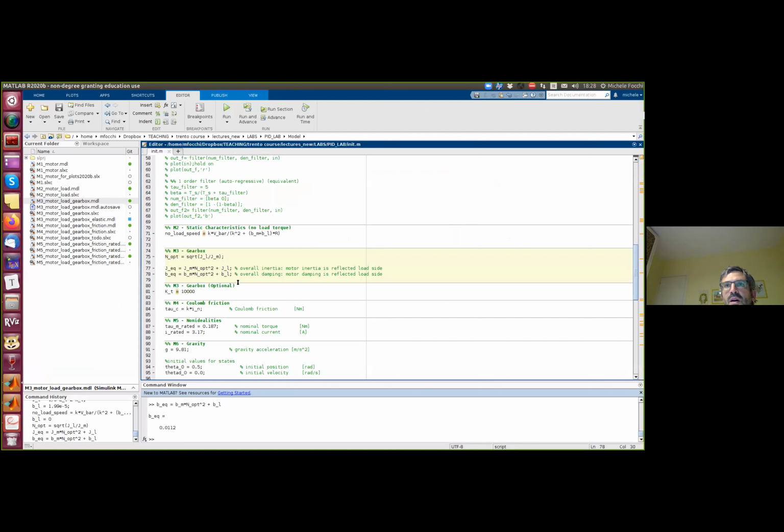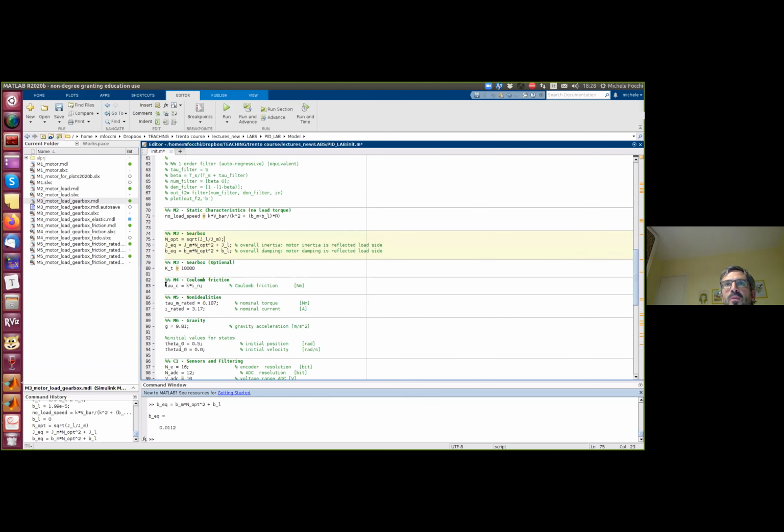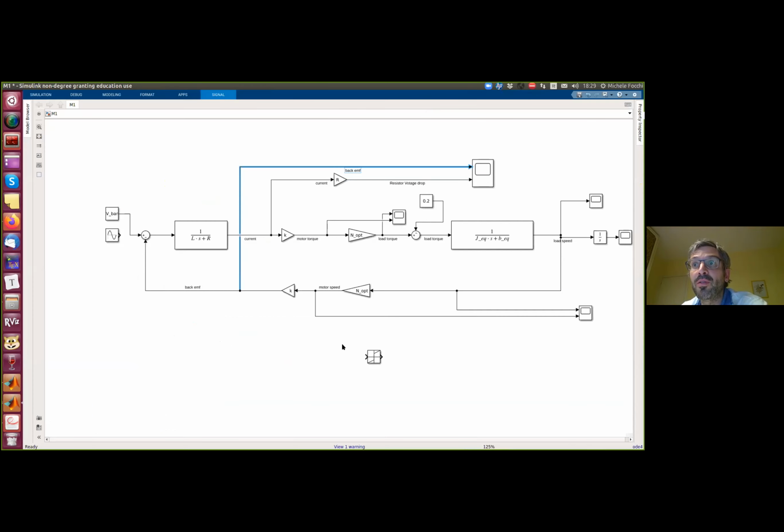So let's see how to implement friction in our model. Coulomb friction. First, we evaluate the friction torque, tau c, and we see it's around 4.2 millinewton meter. We are talking about Coulomb friction at the motor level, so it's quite small. And now we introduce the Coulomb friction block.